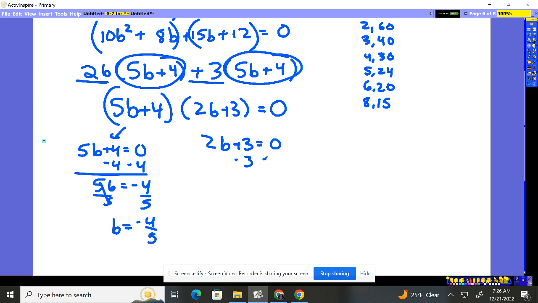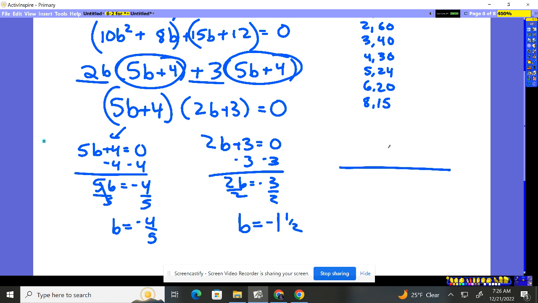Over here, I set 2b plus 3 equal to 0. Subtract 3, 2b is negative 3. Divide by 2, and b is negative 1.5. Those are technically the x-intercepts. So one crosses at negative 4/5, right there, and the other at negative 3/2. It's just a parabola coming through and hitting the two of them. Those are our solutions. If we plug them back into the original equation, it would be a mess, but they both would work, and we would see those are correct.